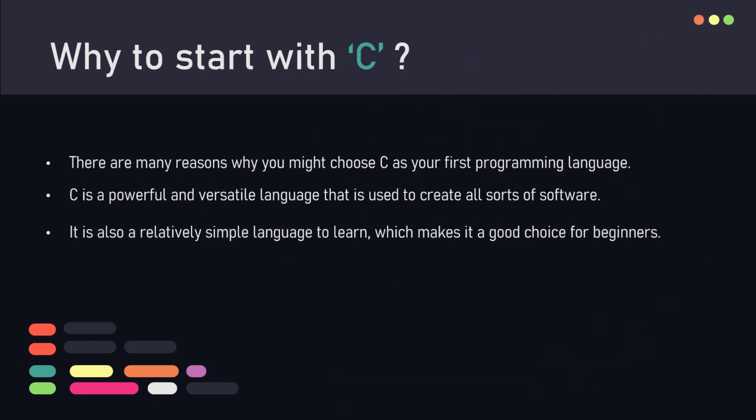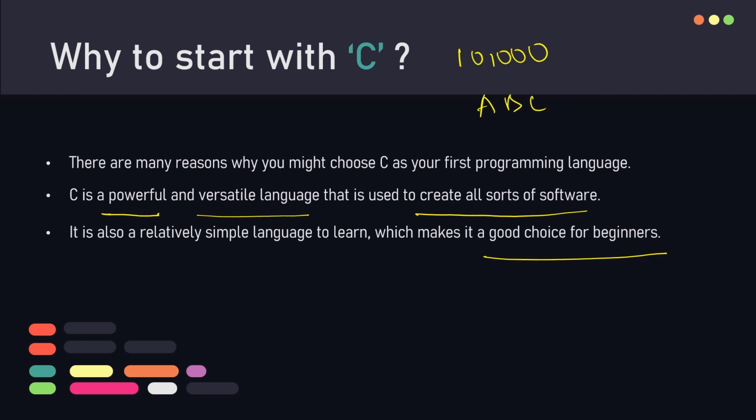Now coming to the next question, why start with C? There are many reasons why you might choose C as your first programming language. C is a powerful and versatile language that is used to create all sorts of software. It is also a relatively simple language to learn, which makes it a good choice for beginners. Think there are many languages. Approximately there are 10,000 languages like A, B, C language, Ruby, Python, Java, many languages.